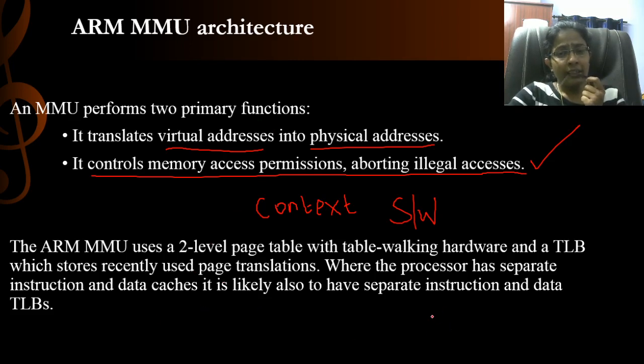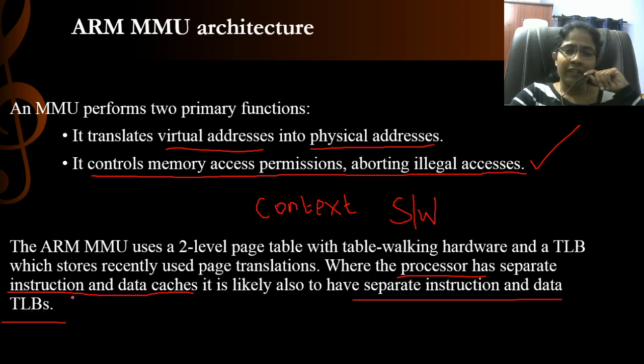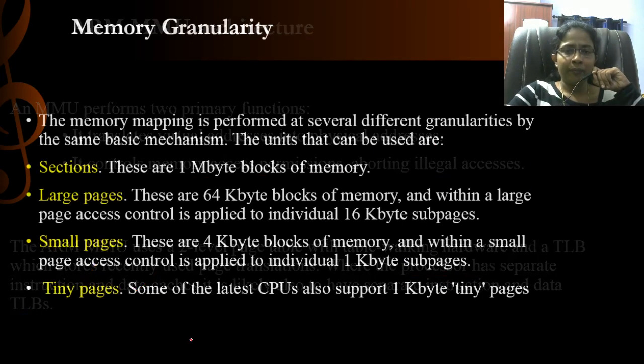And already in the previous session we discussed that when the processor has separate instruction and data caches, it is likely to have a separate instruction and data translation lookaside buffer. We know there are two types of caches, instruction cache and data cache. In a similar way, there are chances of a separate instruction TLB and data TLB.